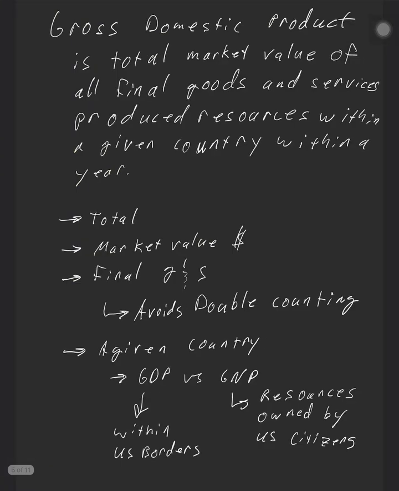We're going to do it through this idea that we call gross domestic product. Gross domestic product. So what is gross domestic product? It's the total market value. So I'm going to highlight some things as we go, actually. The total market value of all final goods and services produced by resources within a given country within a year. Okay, so I got lots of things to unpack here. So let's start to work through it, right?